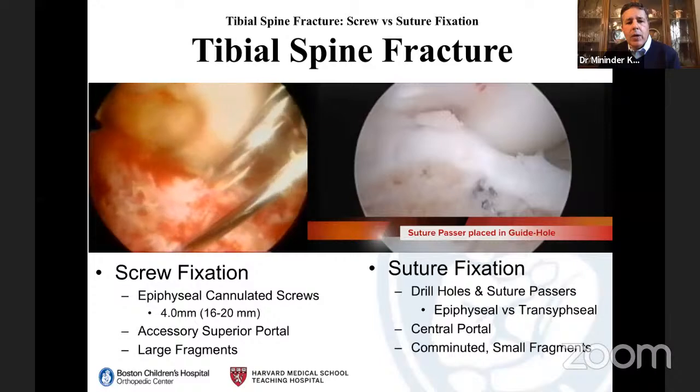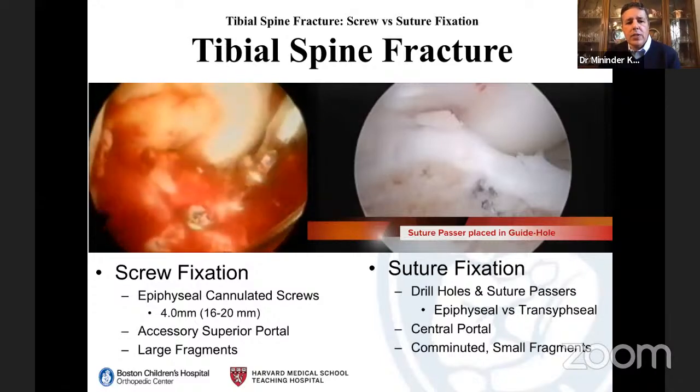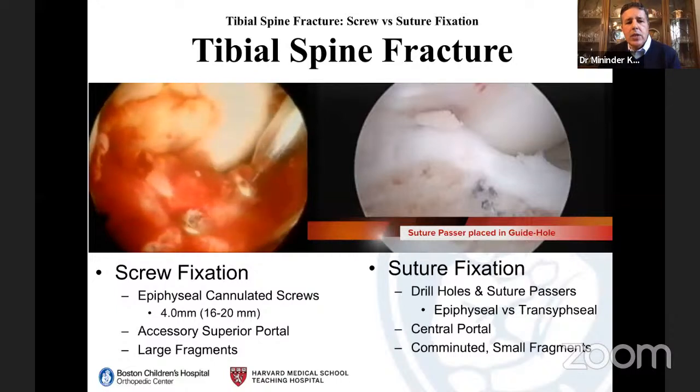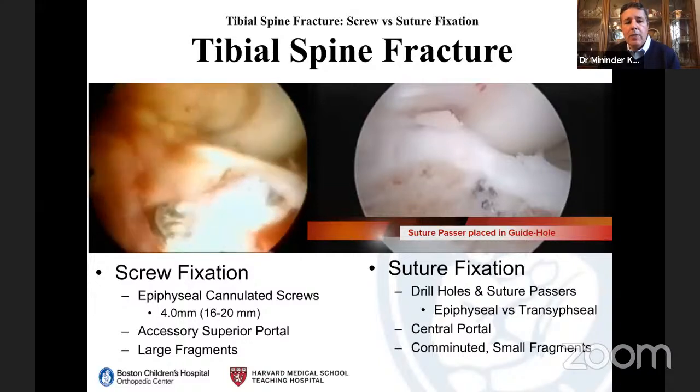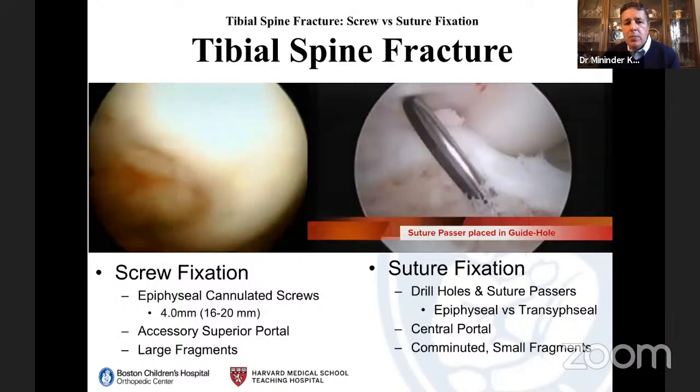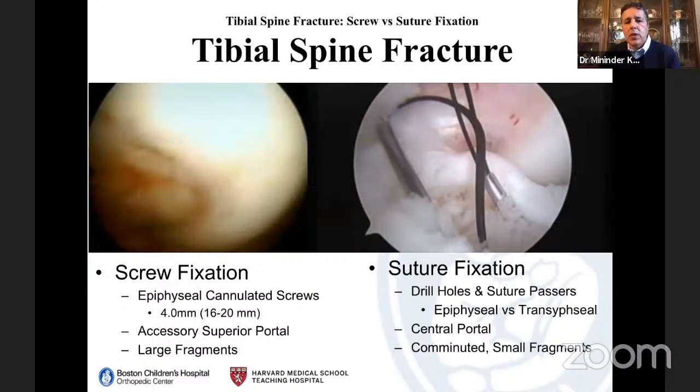I think the guide wires are fine to cross the physis. You don't want the screws to cross the physis. So you can see the heads here of the epiphyseal cannulated screws. In this case, we use two because of a big fragment. We then want to move the knee to make sure we're not having any impingement, and also to make sure our fixation is stable so we can have early motion of the knee.